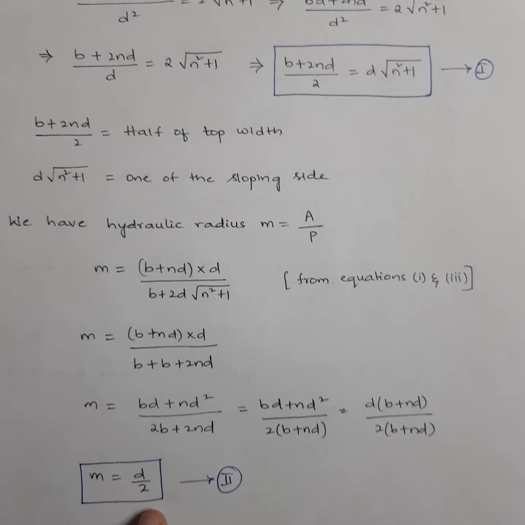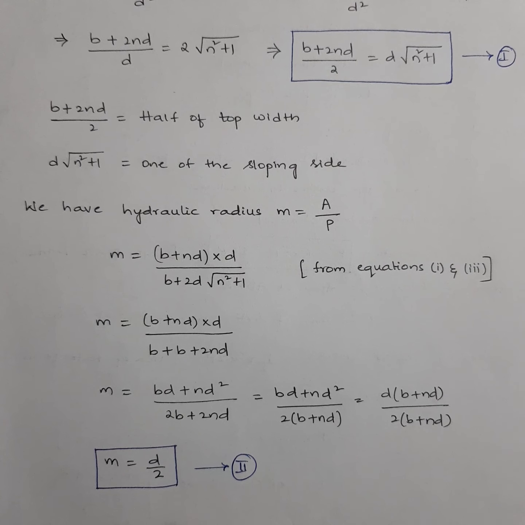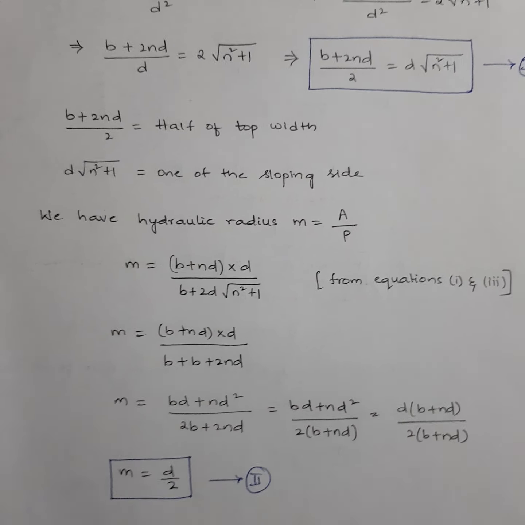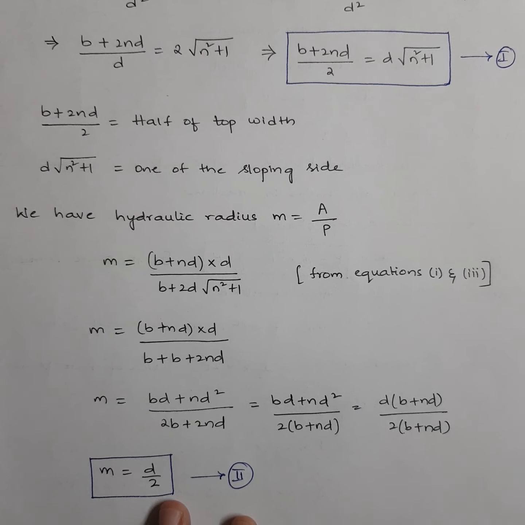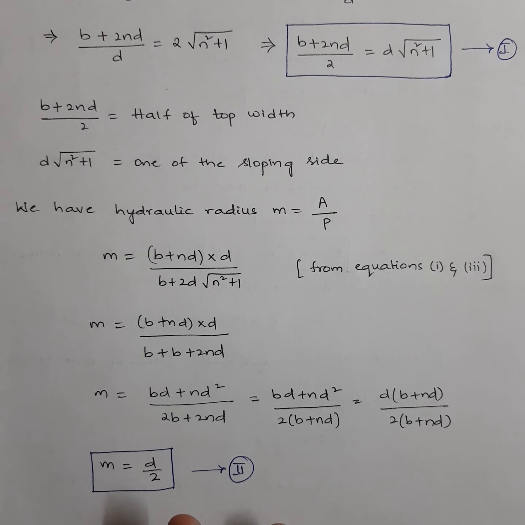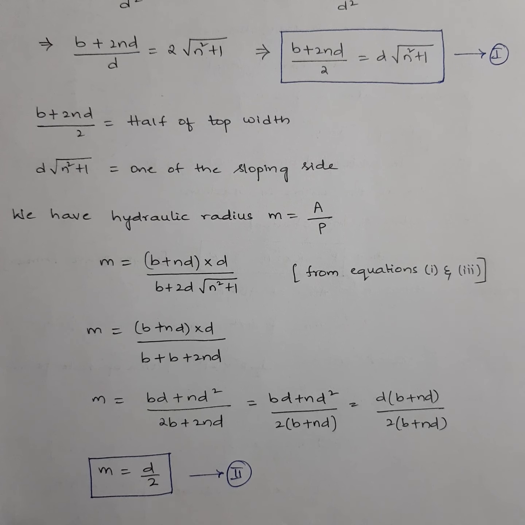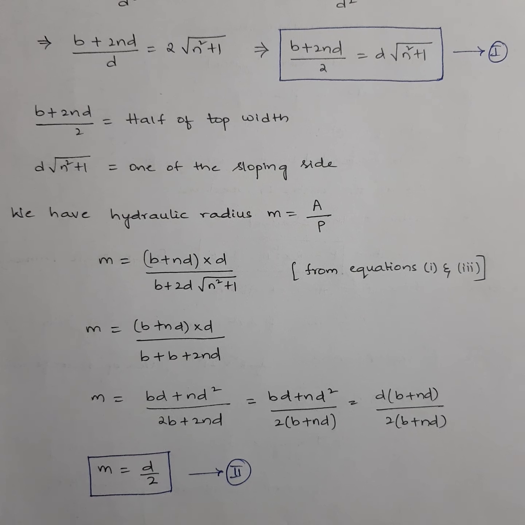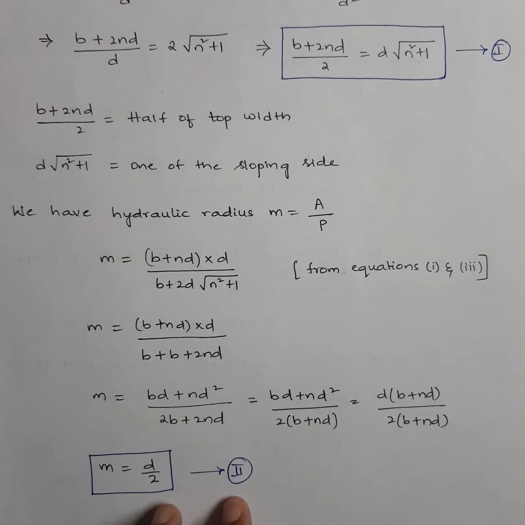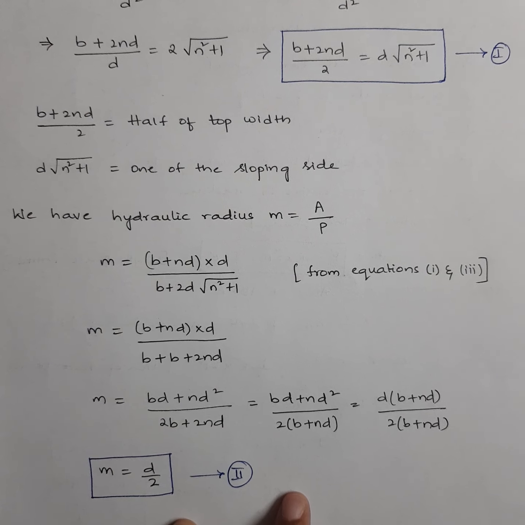Same as we did in rectangle. In rectangle, we got first b is equal to 2d, correct? Then in m is equal to A by P, we substituted wherever there is b, we substituted 2d, right? Similar fashion. Just substitute and simplify. We will get m is equal to d by 2. That's the second condition required for your trapezoidal section to be most economical. Half of top width must be equal to one of the sloping side and hydraulic radius must be equal to d by 2. If you observe, this m is equal to d by 2 condition is common for your rectangular channel as well as trapezoidal channel.